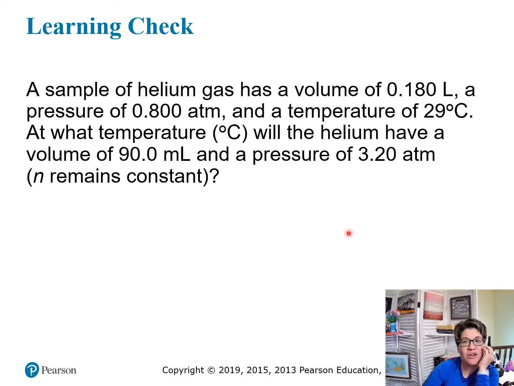Let's try this one on your own. You have a sample of helium gas. The volume is 0.180 liters. Pressure is 0.8 atmospheres and the temperature is 29 C. What temperature will the helium have when you have 90 milliliters and a pressure of 3.2 atmospheres? Before you go any further, make sure that your volume units are the same, either in milliliters or in liters, and then make sure you change your temperature to Kelvin.